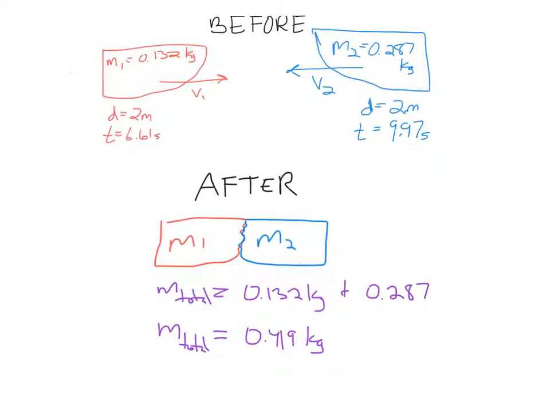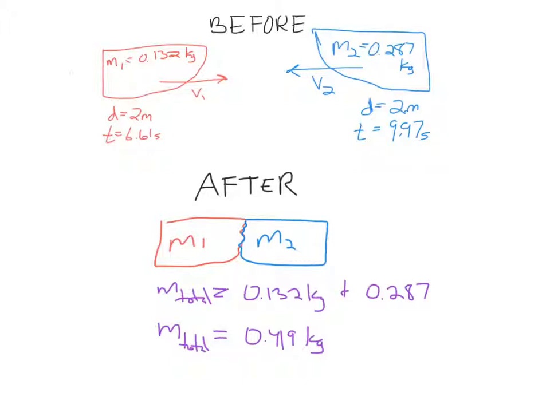Alright, so let's look at this collision problem. We have two boats. The first one over here in the red has a mass of 0.132 kilograms. We have a blue boat headed toward it at 0.2867 kilograms. We know that they both go 2 meters in. The red boat takes 6.61 seconds. The blue boat took 9.97 seconds.